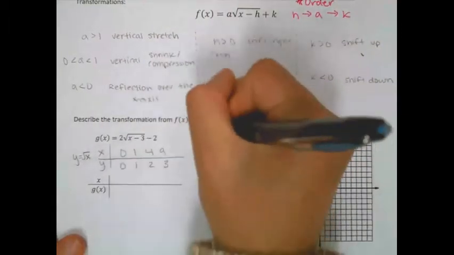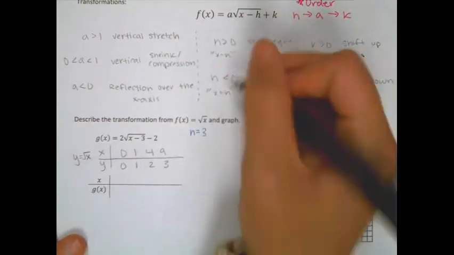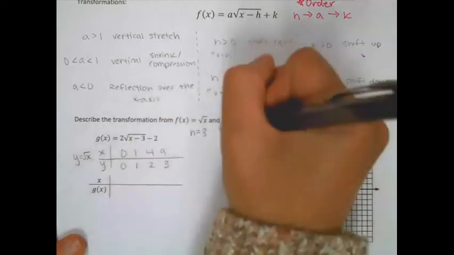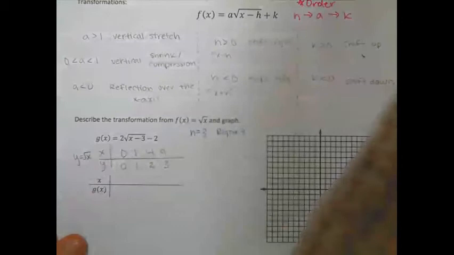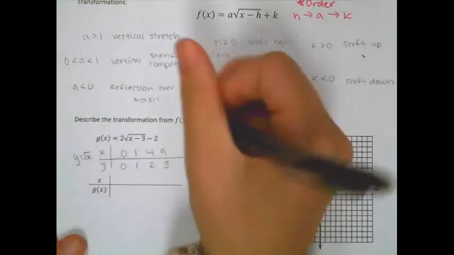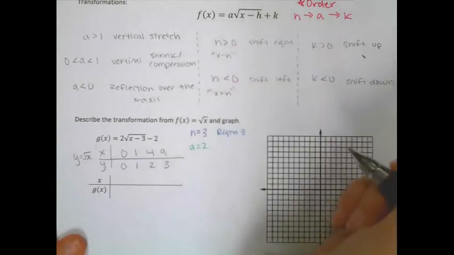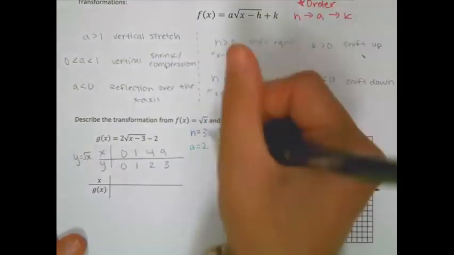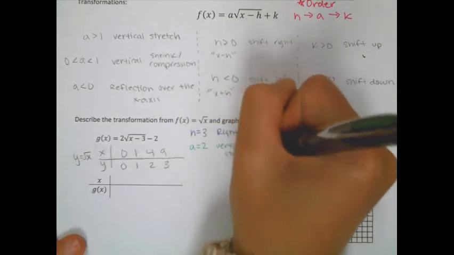So we're going to start with our h value. Our h is equal to 3. So that means we are shifting to the right, the opposite of what we think. So we're going to go right 3 units. Now let's think about our A value. Our A value is 2. So that falls into the category of a vertical stretch by 2.